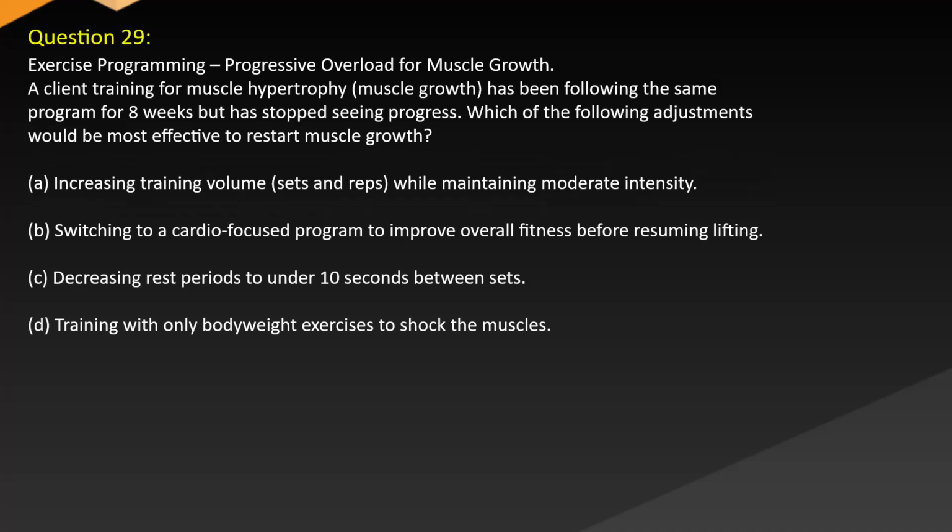Question 29. Exercise programming. Progressive overload for muscle growth. A client training for muscle hypertrophy has been following the same program for 8 weeks but has stopped seeing progress. Which of the following adjustments would be most effective to restart muscle growth? A. Increasing training volume, sets and reps while maintaining moderate intensity. B. Switching to a cardio-focused program to improve overall fitness before resuming lifting. C. Decreasing rest periods to under 10 seconds between sets. D. Training with only bodyweight exercises to shock the muscles.